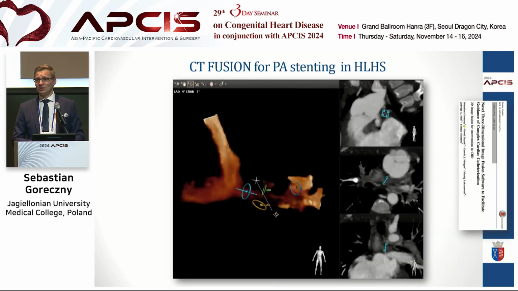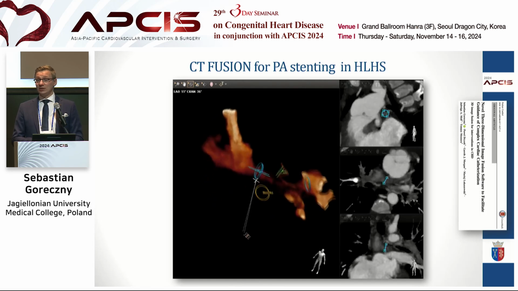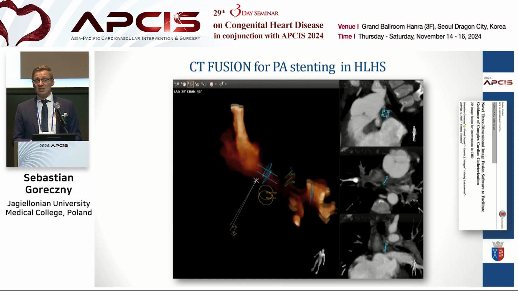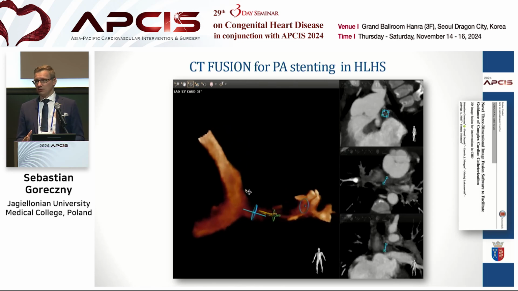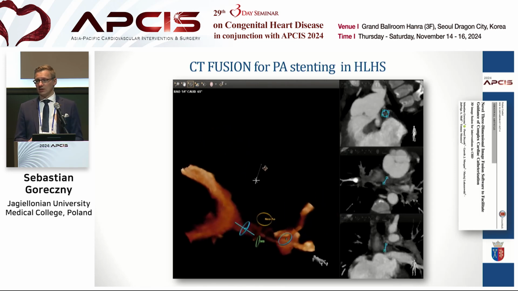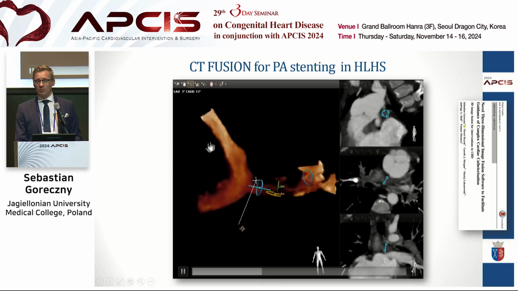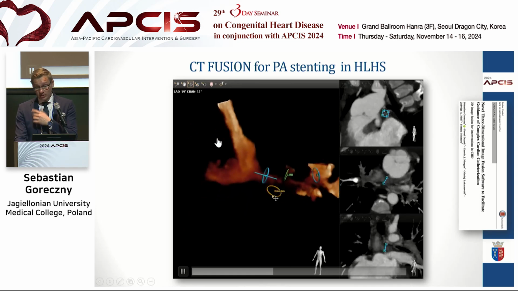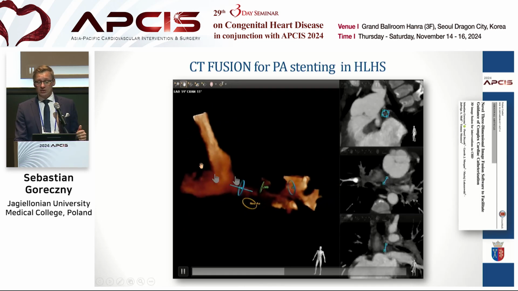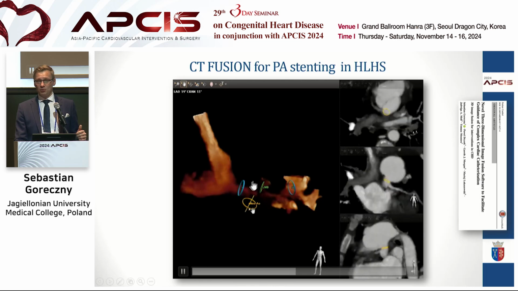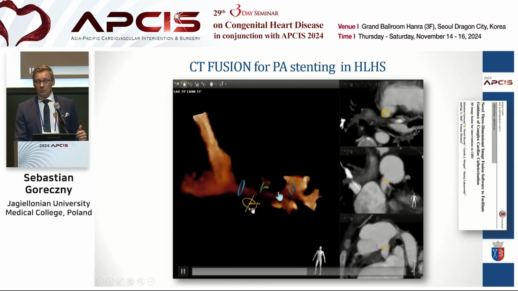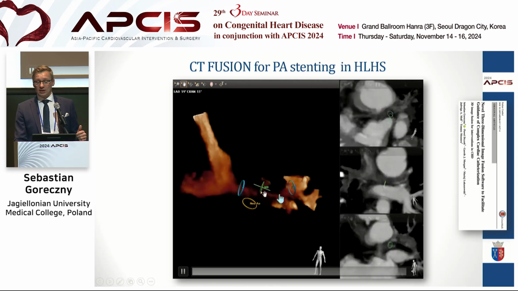Sometimes patients come to the cath lab with CTs, but they're of poor quality, and we never really ask for extra CT for fusion. We just use what's available. And in this case, a single ventricle patient after second stage, you can see that there is a poor opacification of the proximal, especially here, left pulmonary artery.